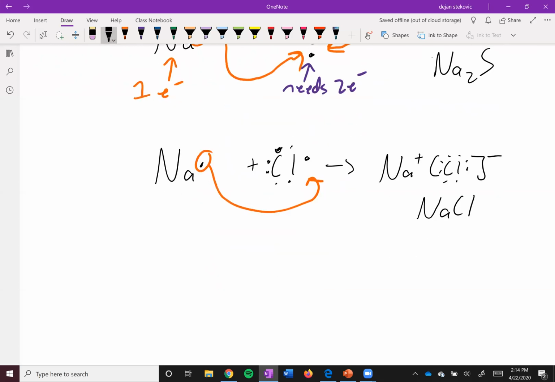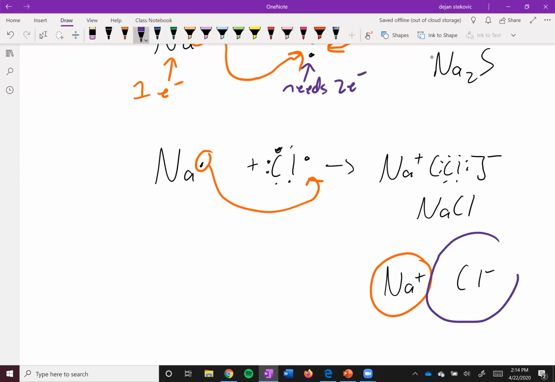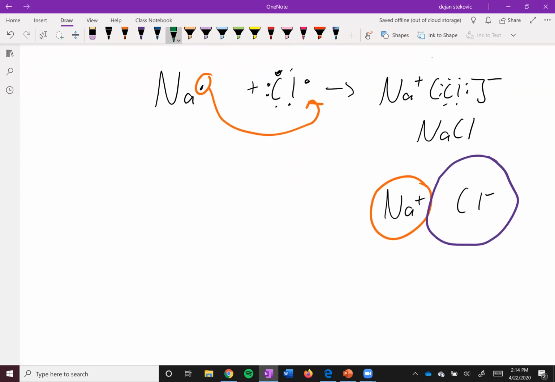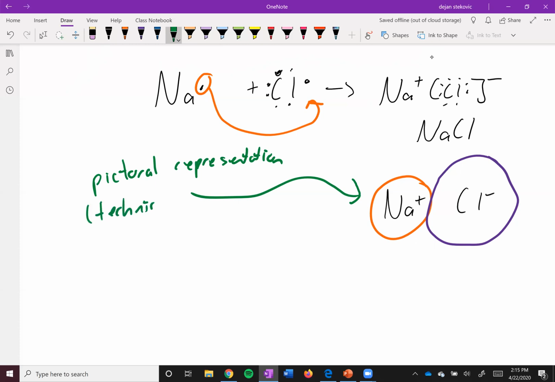Sometimes you'll see a pictorial representation of this, right? You have your Na plus as one sphere, and then your Cl minus as another sphere, and then there's your ionic bond, because the positive and negative are attracted to one another. We'll call this a pictorial representation. But this isn't actually what an ionic bond really is, so it's technically not correct.